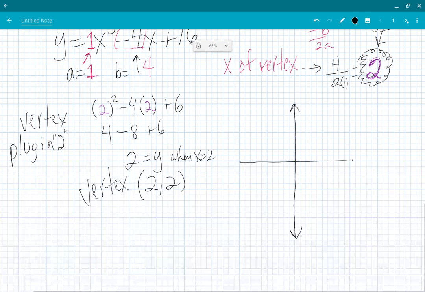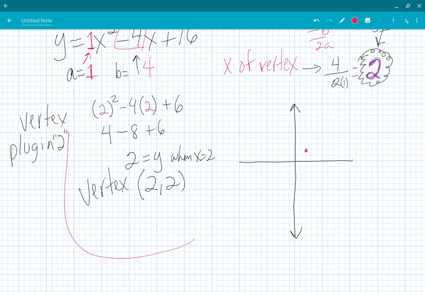All right, 2, 2. Cool. Next. What are the size of the steps? Because we know the vertex, so all we need is the steps. And by the way, the size of the steps is the A value. So what are the size of the steps?